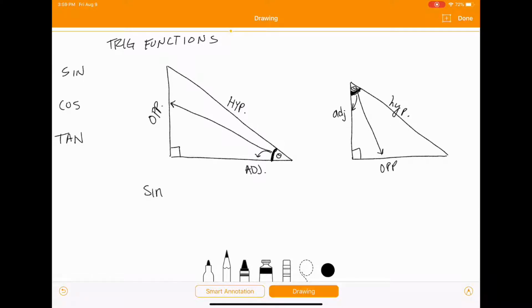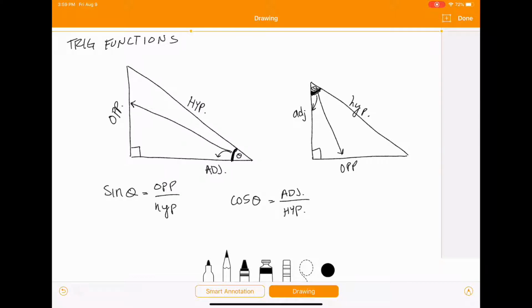All right, so we know that the sine of theta is equal to the opposite over the hypotenuse. The cosine of theta is equal to the adjacent over the hypotenuse. And finally, the tangent of theta is equal to the opposite over adjacent.